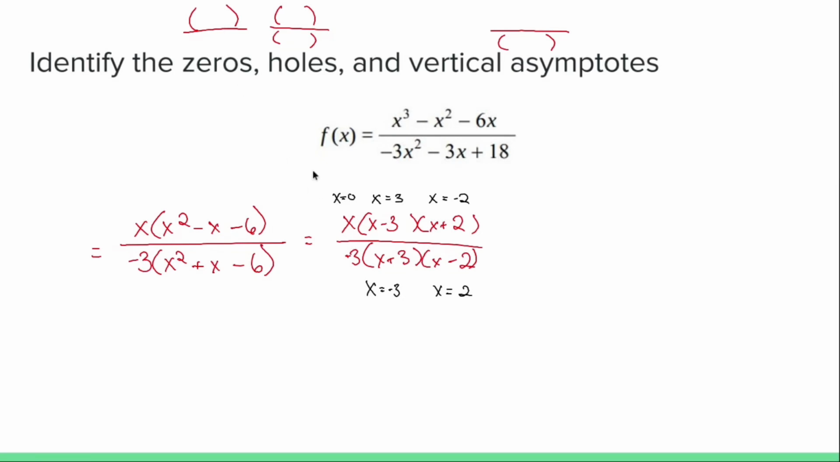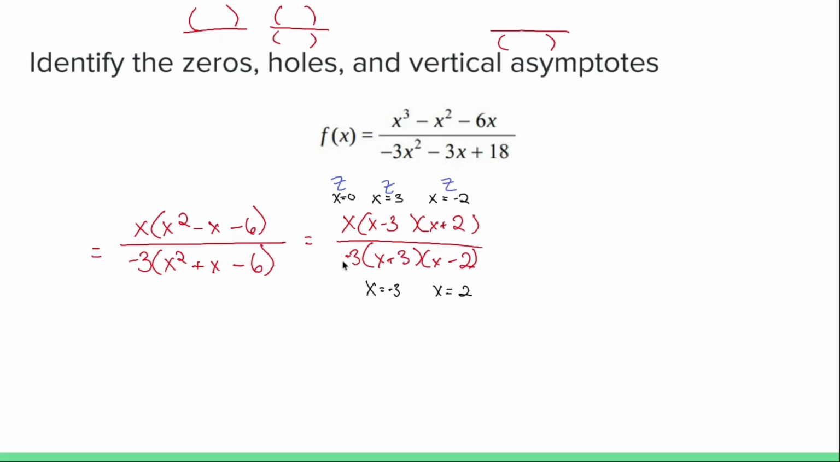Now let's go through each of these and label which is which. Again, if you're looking upstairs and it's unique, that's going to be a zero. If you're looking downstairs and it's unique, that's going to be a vertical asymptote, and anything up or downstairs that's the same is going to be a hole. x equals 0 is nothing like everything else. You're a zero. x equals positive 3 does not repeat. Close, but not the same, so you are also a zero. Similarly, x equals negative 2 does not repeat down here, so you're a zero.